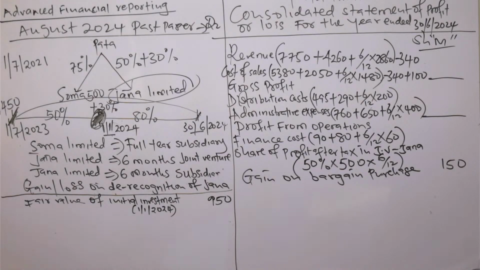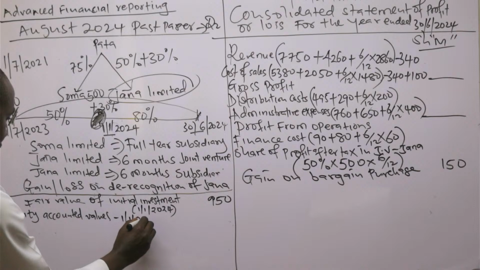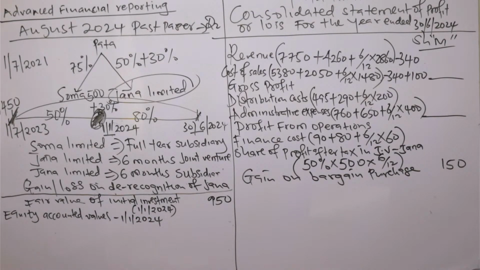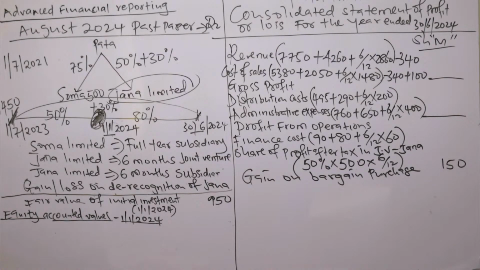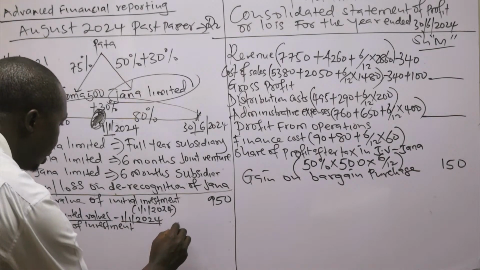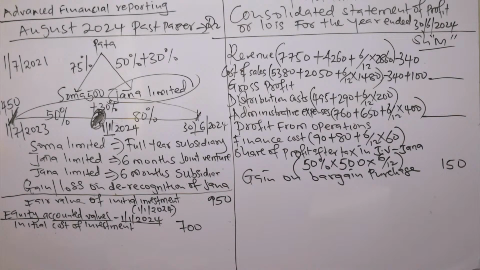Then we compare with the equity accounted values. Compare this one with the equity accounted values, also as at January 2024. Or we can talk about the book value of the investment. So to determine the equity accounted values as at January 2024, this is what will be done. The initial cost of investment, remember it was 700.